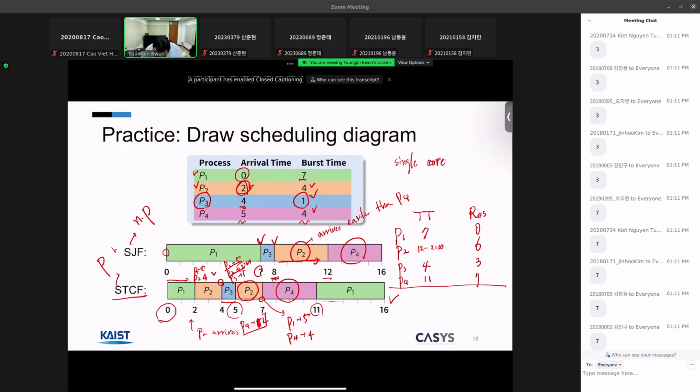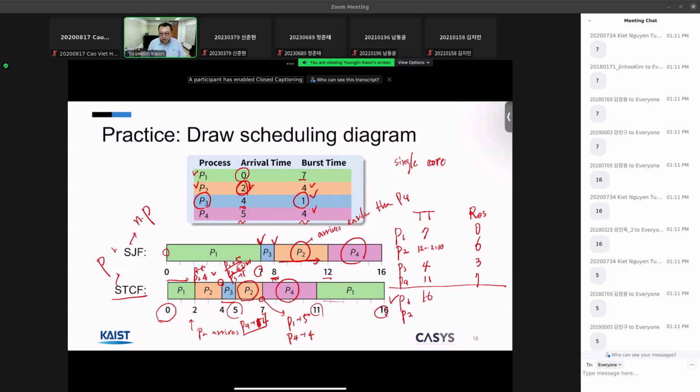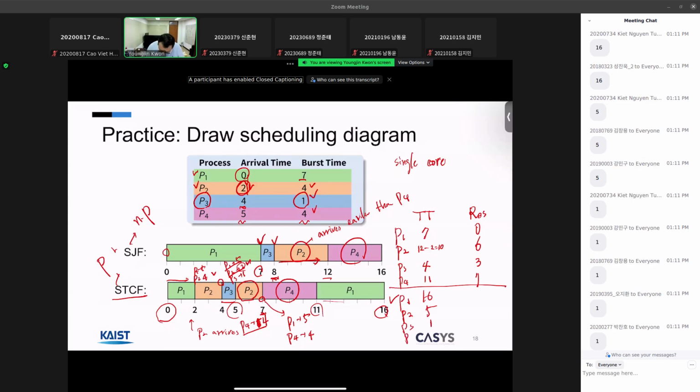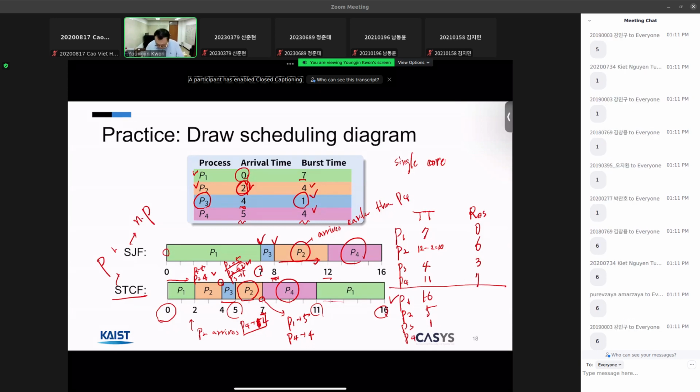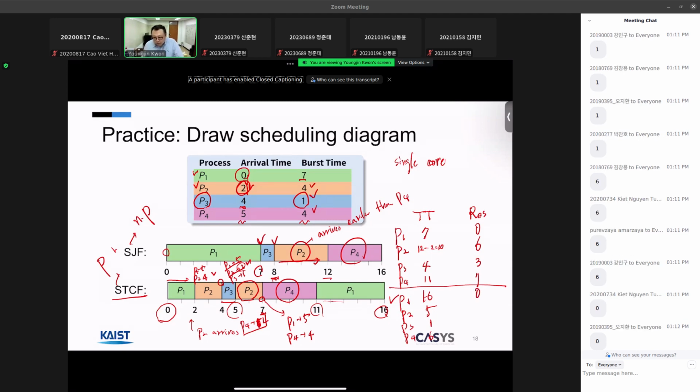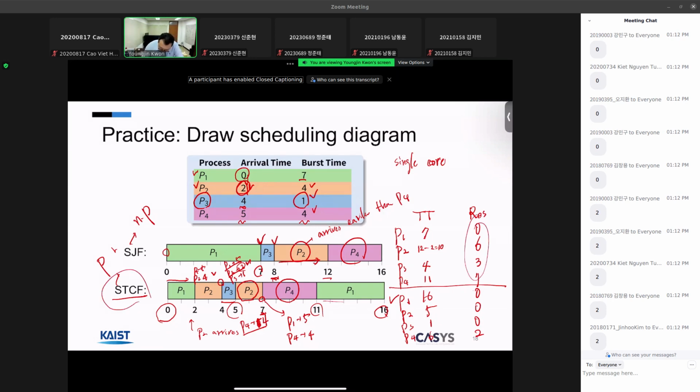The STCF, P1 turnaround time, 16. Okay, 16. P2, simple, right? 5. Okay, finished at 7, arrived at 2. P3, 1. P4, 6. Okay. Response time, P1, 0. P2, 0. P3, 0. P4, 2. Okay. So clearly, STCF shows much better response time.